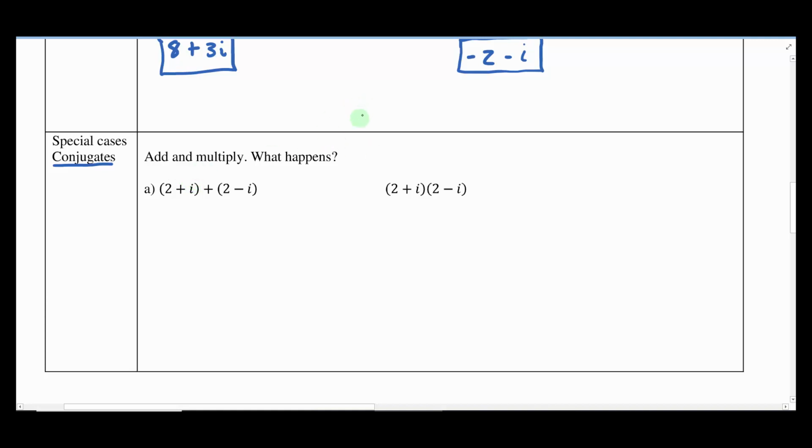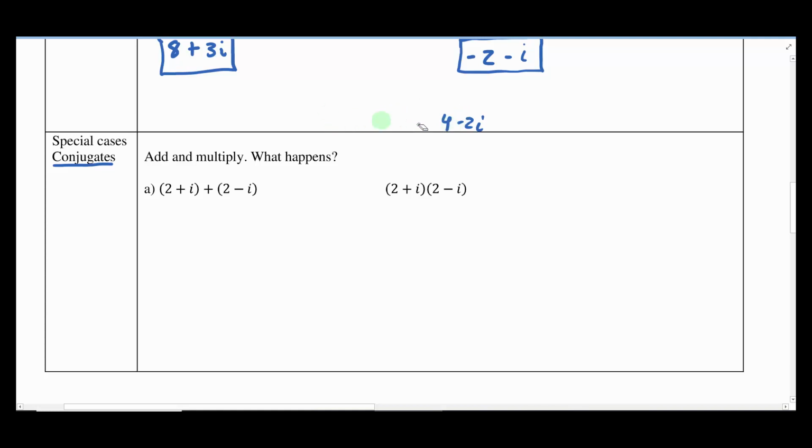So for instance, if I had 4 plus 2i, its conjugate would be 4 minus 2i. So when we talk about conjugate, the only thing that changes is the operation in between the real and the imaginary parts of the number.